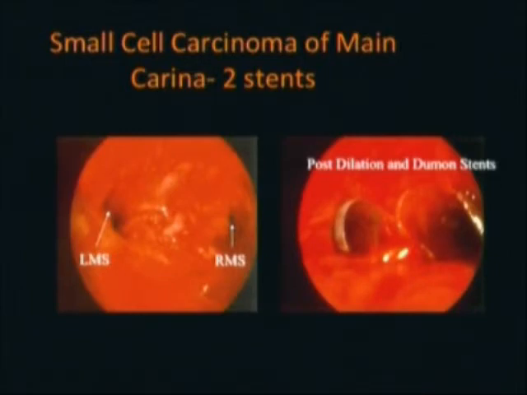This is a small cell carcinoma. You don't get too much on the bronchial lesion in the small cell. This is infiltration of the mucosa. This is putting 2 types of stents. This is post-dilation, two stents. This is post-dilation. Small size on the left. This is a Dumont stent on the left and the Dumont stent on the right.